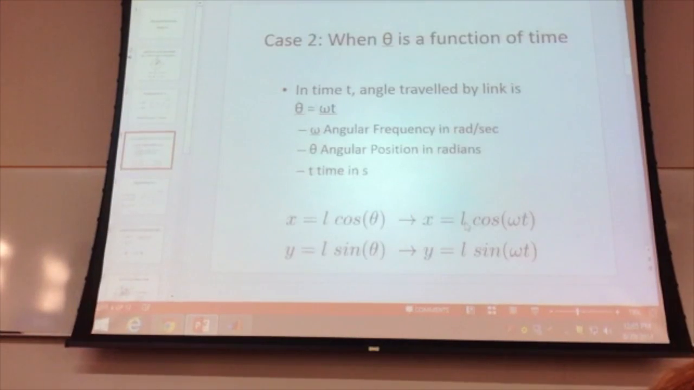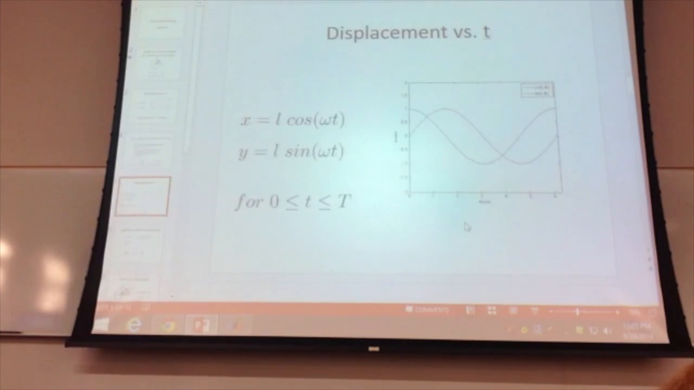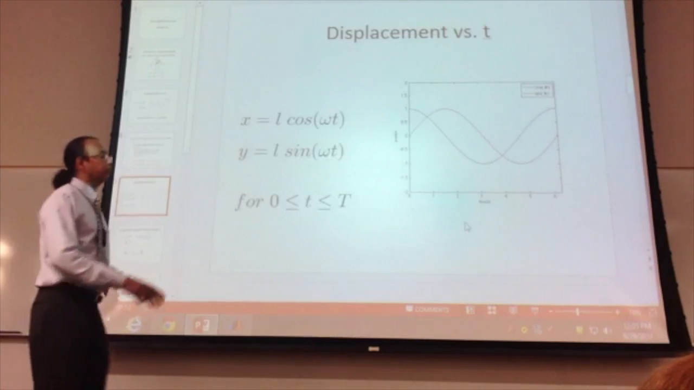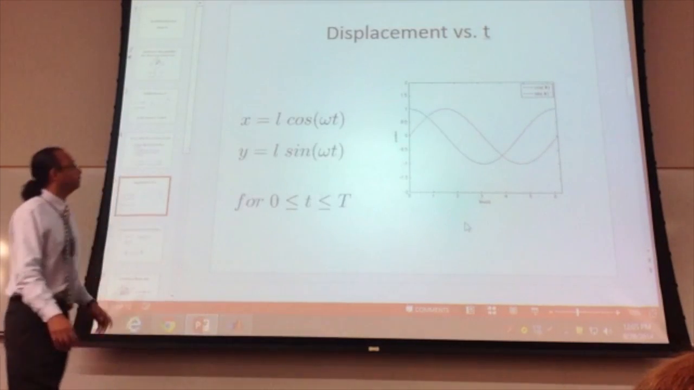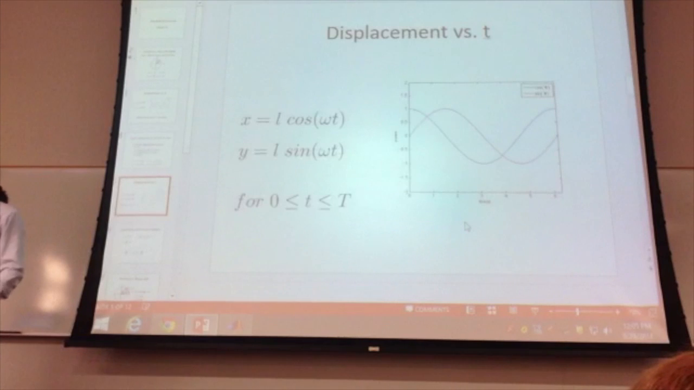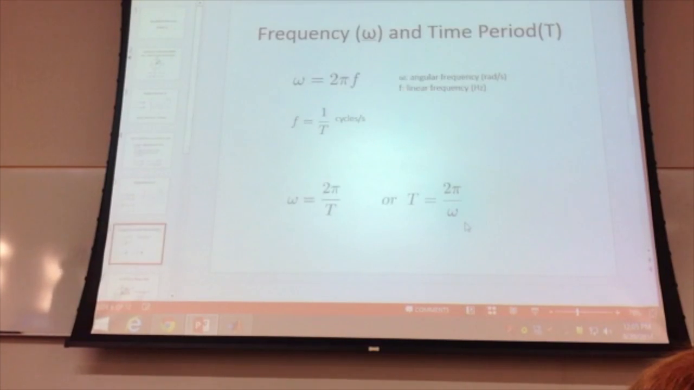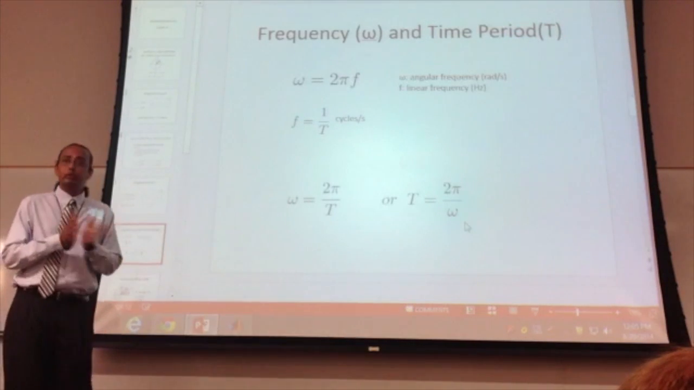And instead of plotting as a function of theta, now we plot it as a function of time. We vary time from 0 to T seconds, which is a period, and we plot one full cycle. So instead of plotting x and y as a function of theta, we now plot x and y as a function of time. All right, so we also define a new term called frequency.